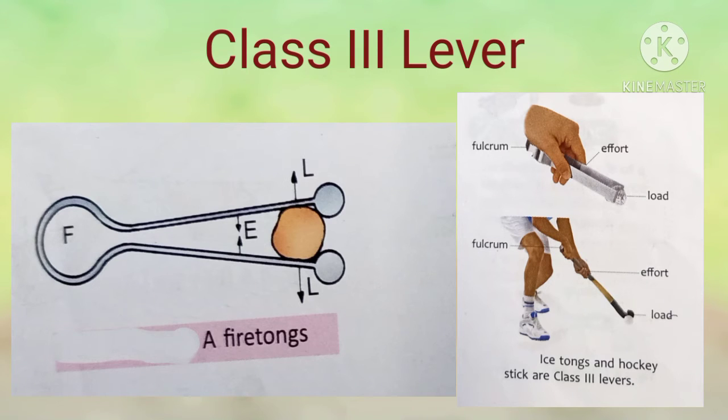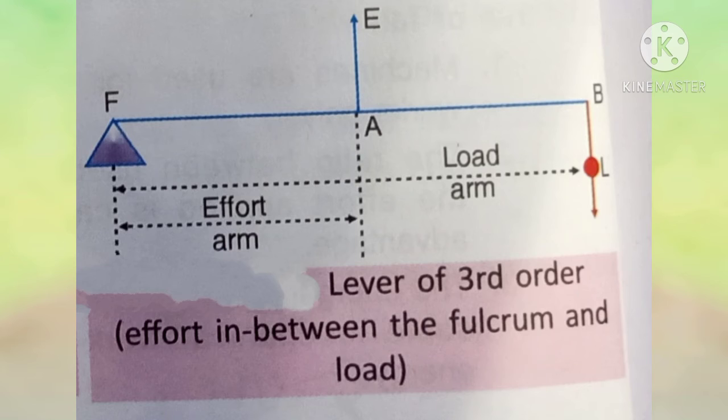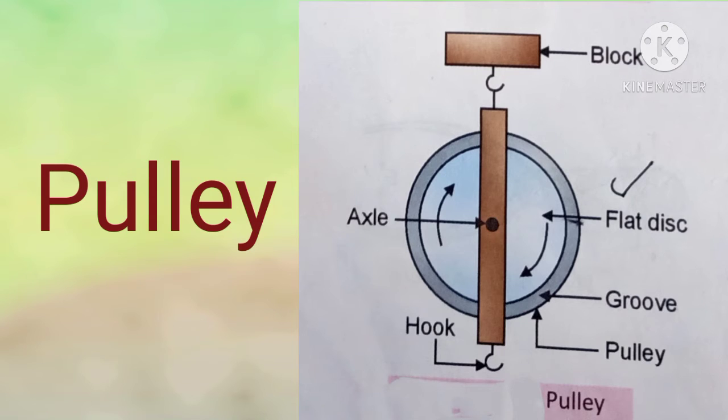Now we discuss the third class lever. In this type of lever, the effort is situated between the load and the fulcrum. In the lever of third order, the effort arm is always smaller than the load arm. Thus, more effort is required to lift a lighter load. This lever is also called a speed multiplier.